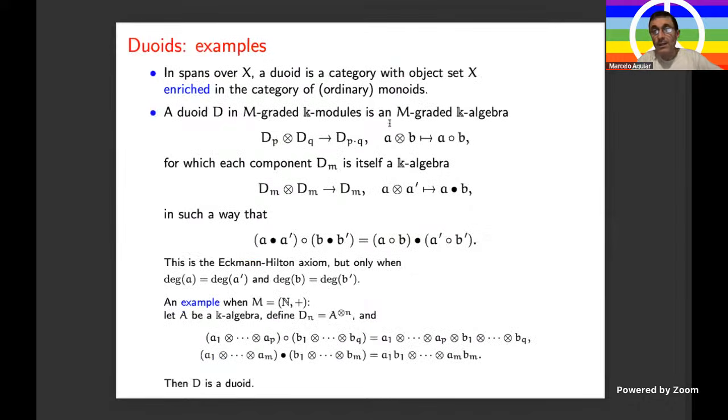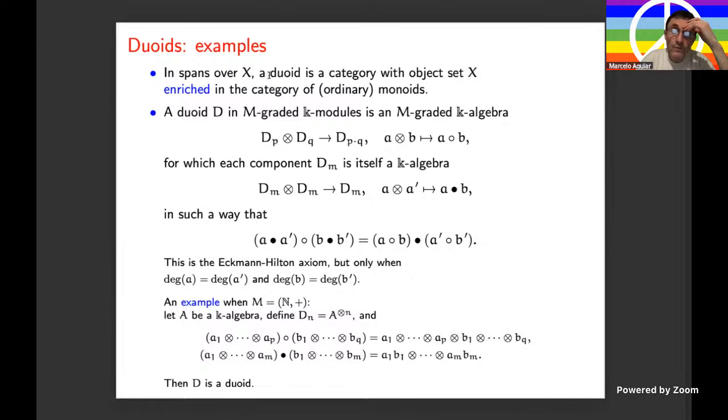On this slide, I have some examples of duoids. I'll let people read the second example later. Let me just spend a second reading the first example. In the category of spans, remember we discussed what a monoid was? We discussed what a bimonoid was, and that was a category, and we said that there was also a monoid with respect to the first operation.